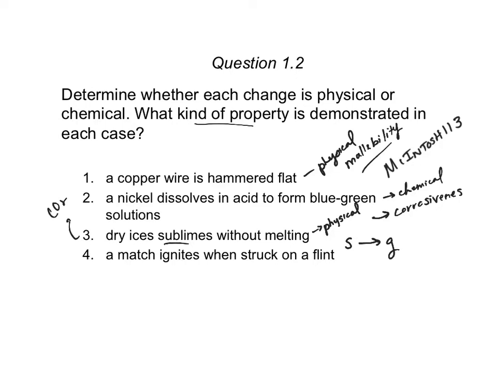And then number 4, a match ignites when struck on a flint. Is this physical or chemical? This is chemical. Again, this would be something like flammability. We're changing the actual structure of the match. When we strike a match on a flint, it burns. It just turns into some component of the air. So we've actually changed the match.